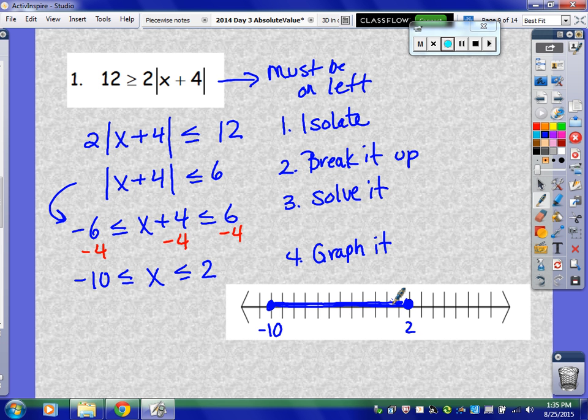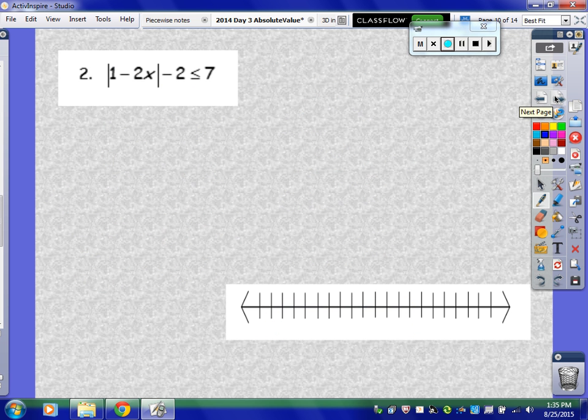Alright, let's look at another one. Do I need to change it up? Well, I hope you said no. The absolute value is already on the left. So now I need to go to step 1, isolate. So I'm going to add 2. So the absolute value of 1 minus 2x is less than or equal to 9.